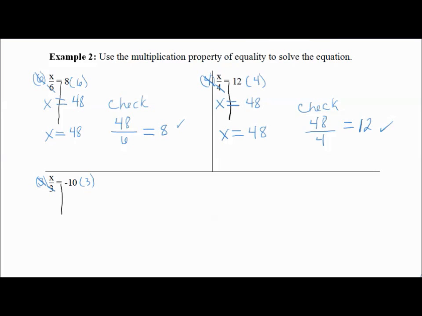3's cancel out, bring down my x, bring down my equal sign, and negative 10 times 3 gives me a negative 30. So the solution is x equals negative 30. Check my solution. I'm going to replace that x with negative 30. So this becomes negative 30 divided by 3, and it does give me a negative 10. So it checks out. I know I have the correct answer, and that's my final answer.